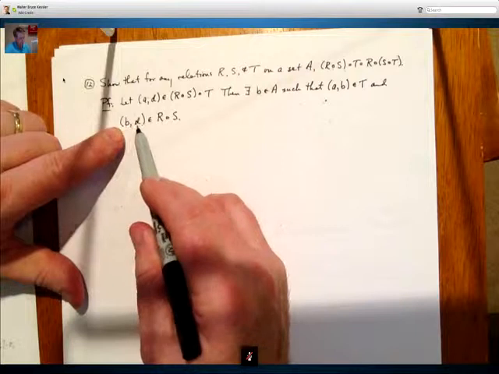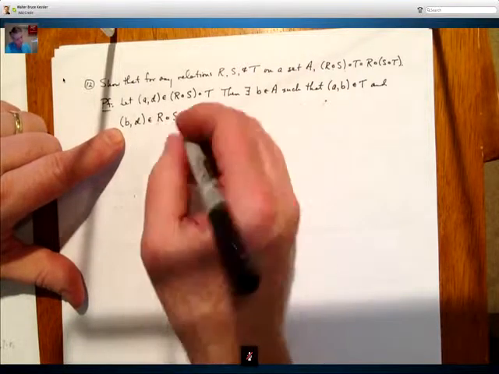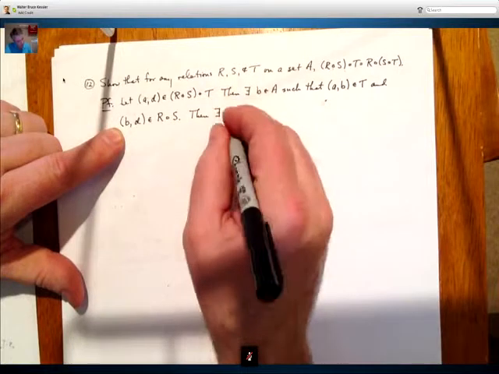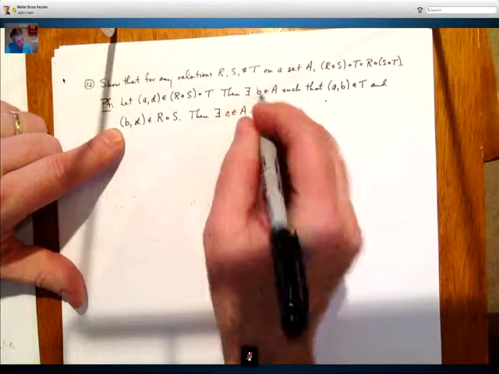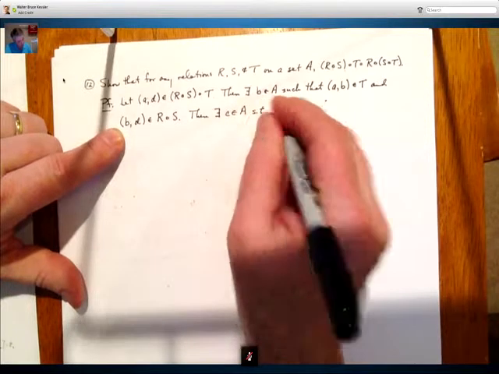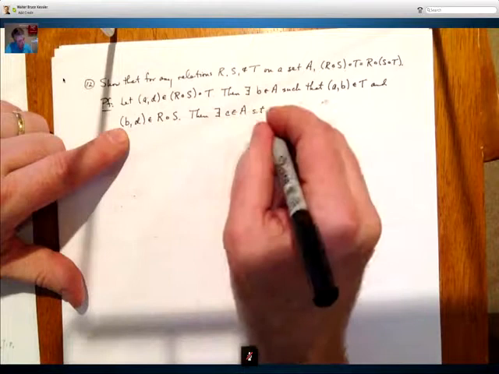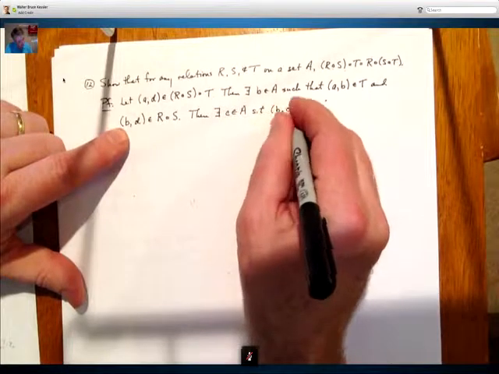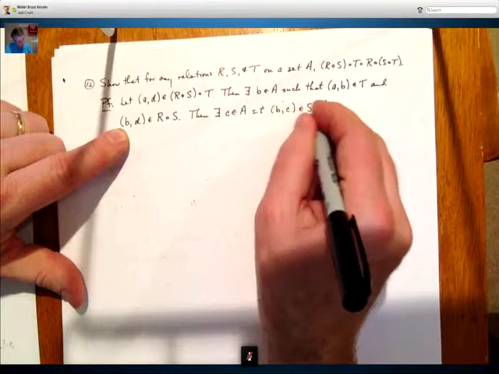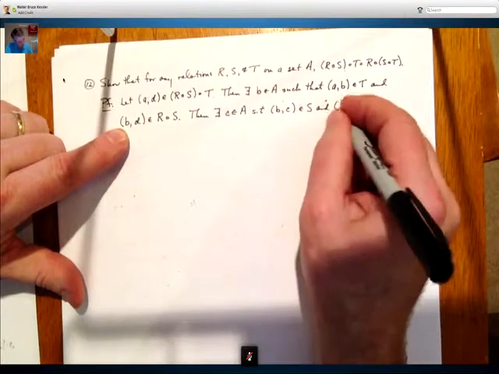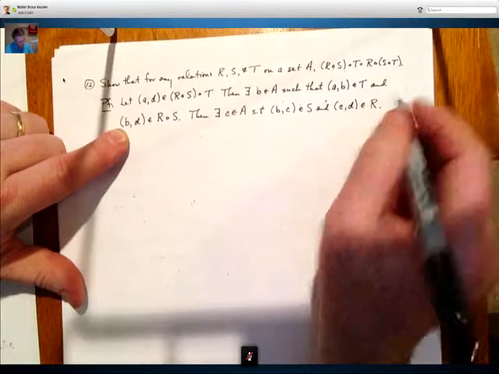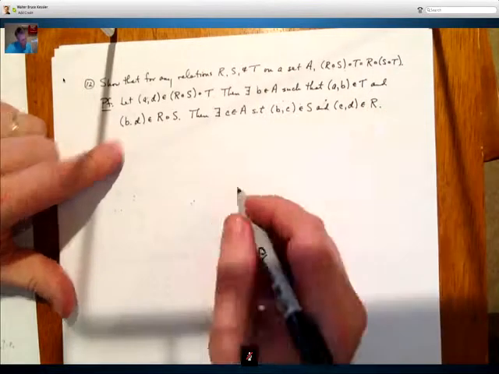But there's a connector that gets me from B to D as well, because these are composed. Then there exists a C in A such that BC is in S and CD is in R. Okay?